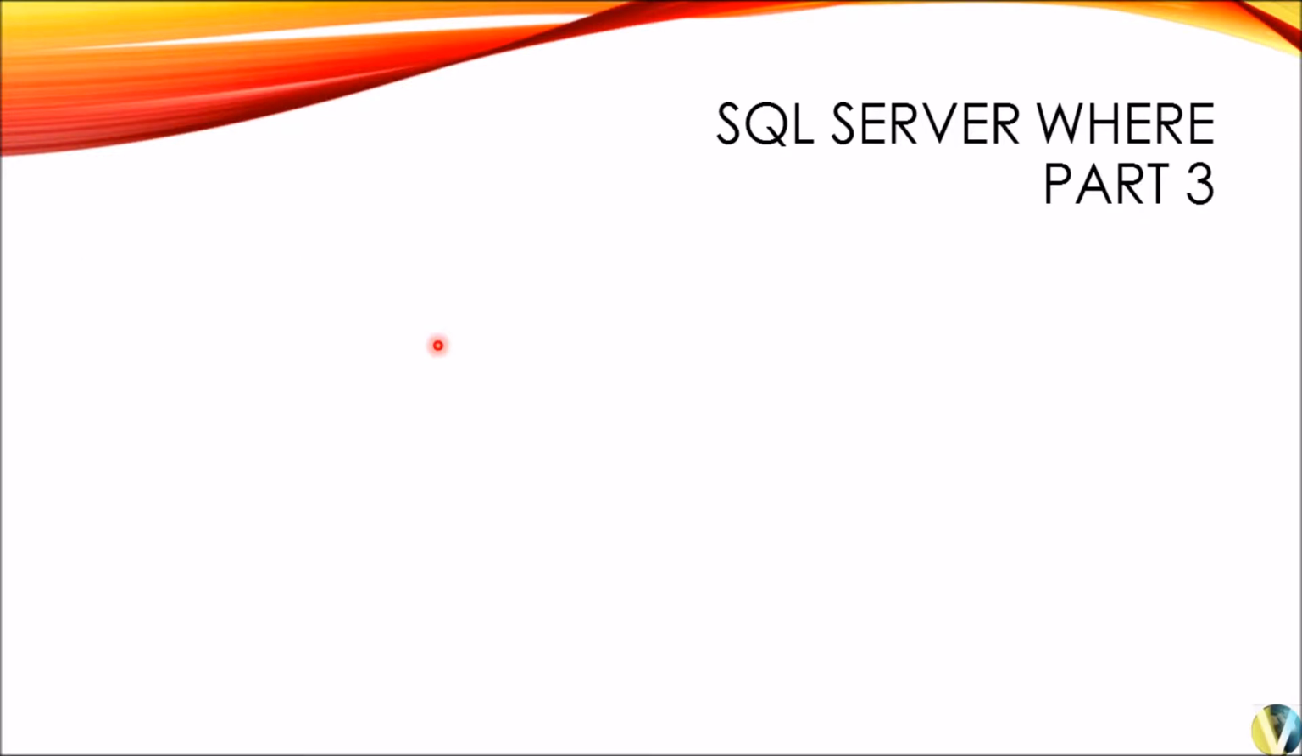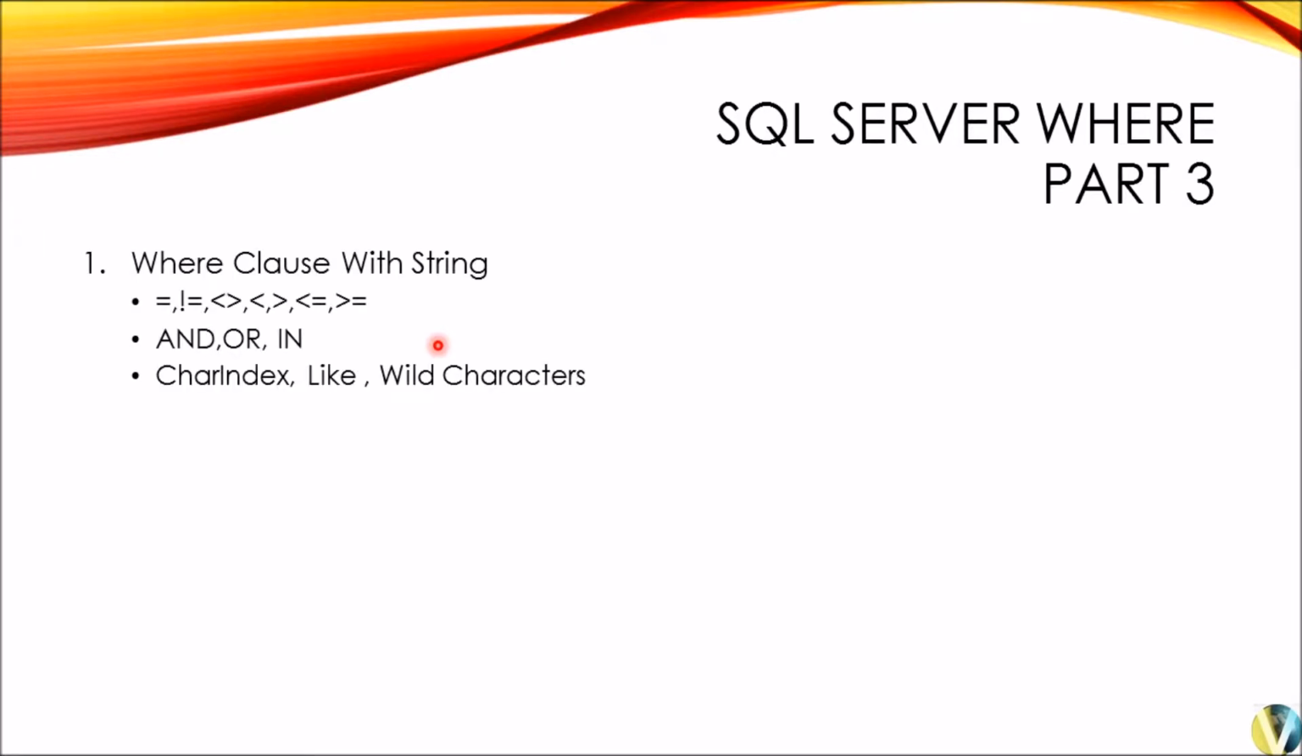In the SQL Server where clause third part video, we learned how to handle string columns against the equality sign, non-equality sign, less than, greater than, less than or equal to, greater than or equal to, how to use and, or with string columns, how to use string columns with in, how to use the CHARINDEX function, how to use like, and how to use wildcards for searching strings.